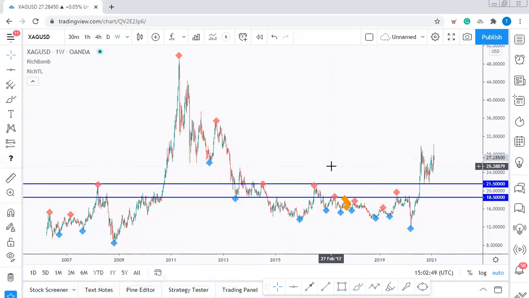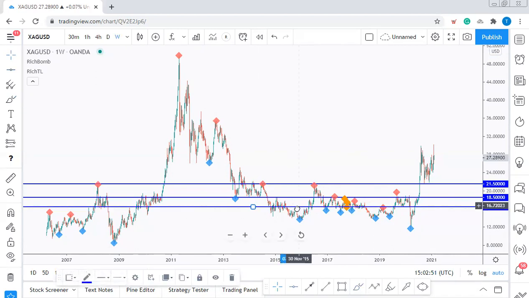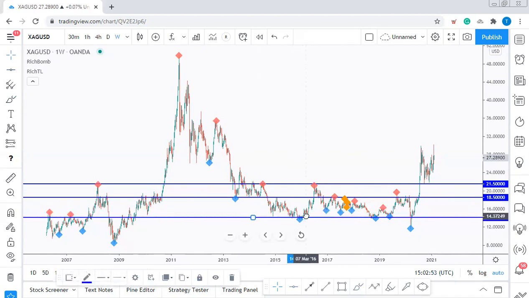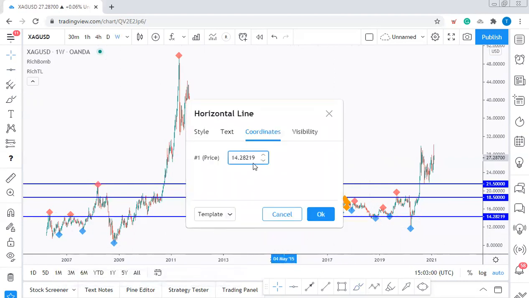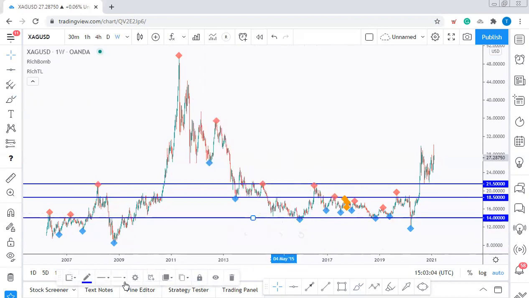18.5, right? Here we go. And then we can continue from here and we can see that we can draw this one, which is a very, very strong one by connecting 1, 2, and 3. And let's make it a round number. For example, the nearest one is 14 or even 13.5.